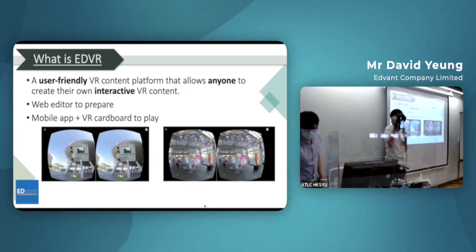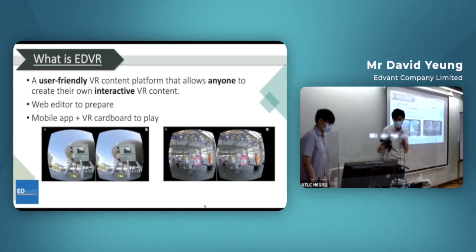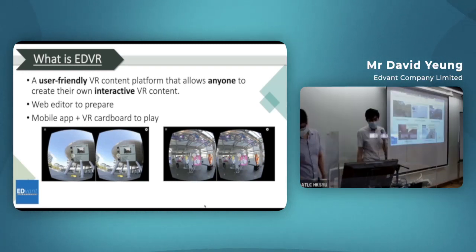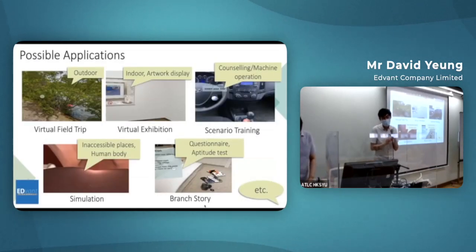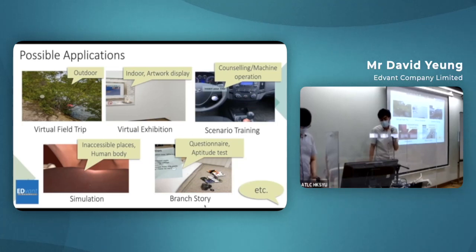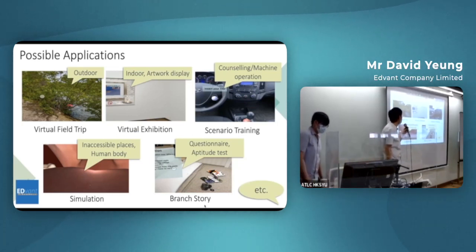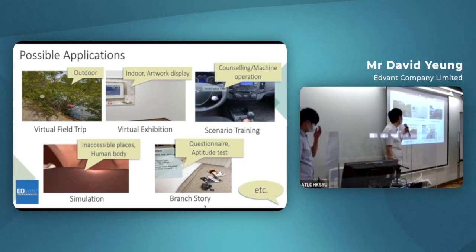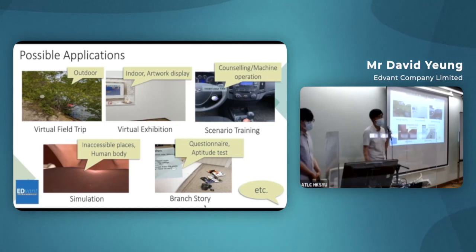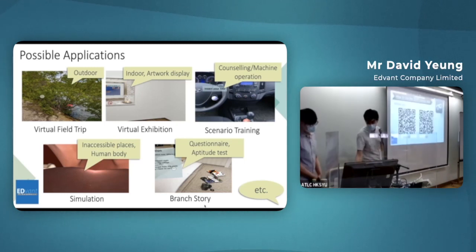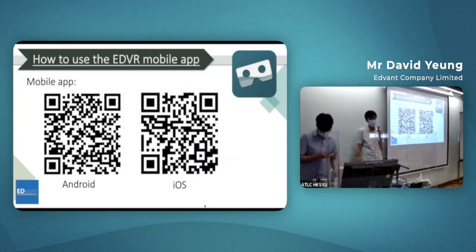And this is a plastic variant of the same thing. It's more durable, but it costs more, about $60 each. But I guess it's also more hygienic. And yeah, so there are a few possible applications of our platform. The first, let's go through quickly: virtual field trips, virtual exhibition, scenario-based training, simulation, and branch story. We'll go through this slide again later and go through it one by one.